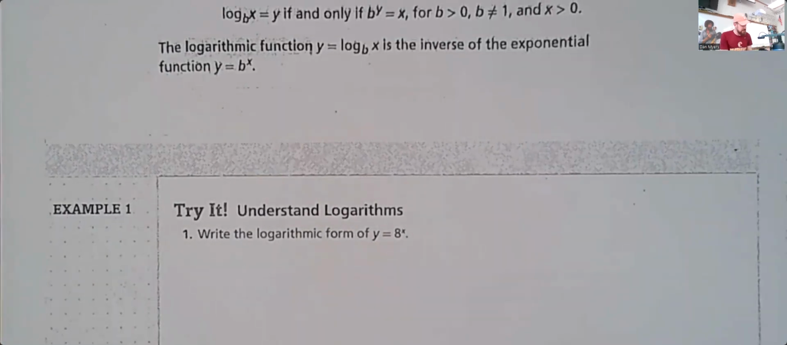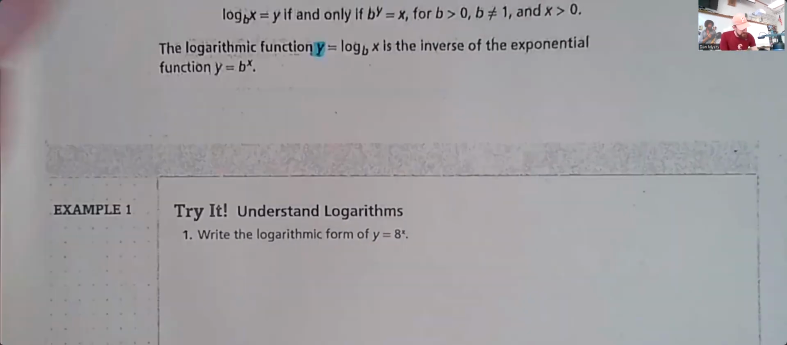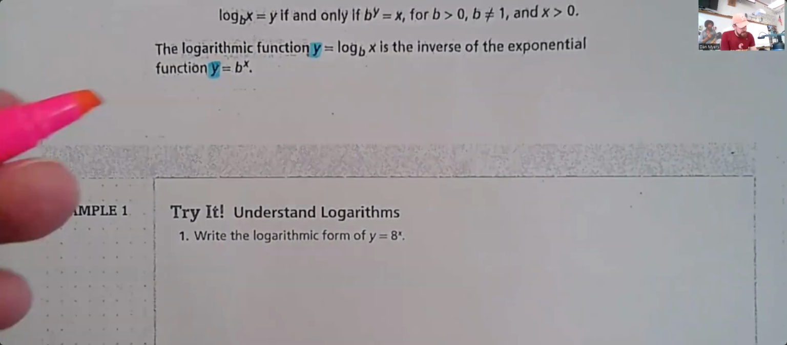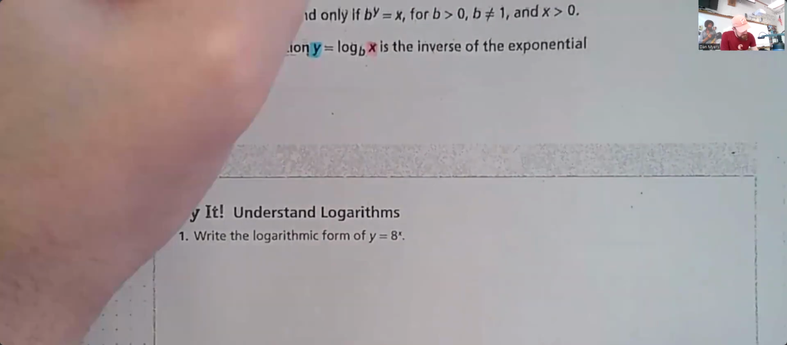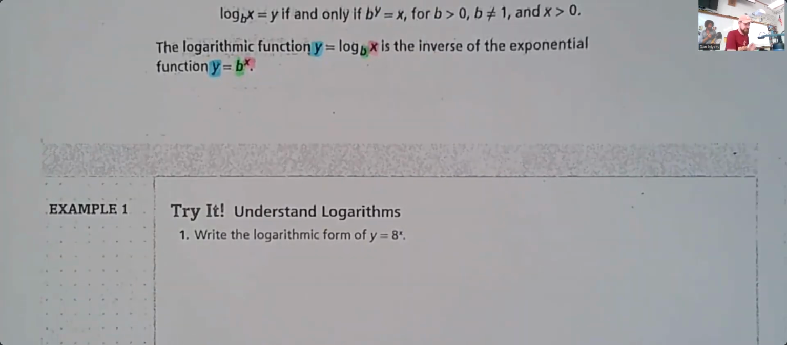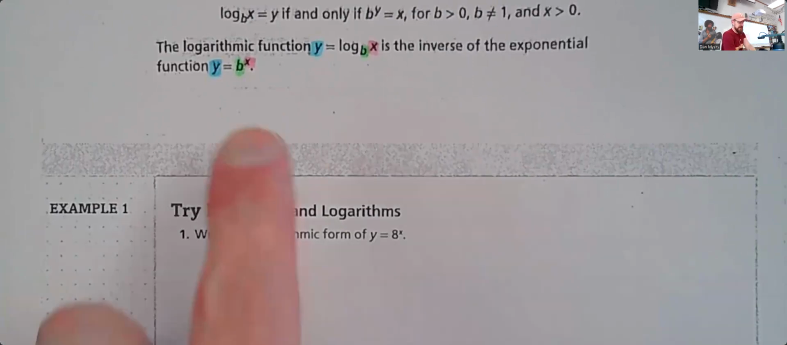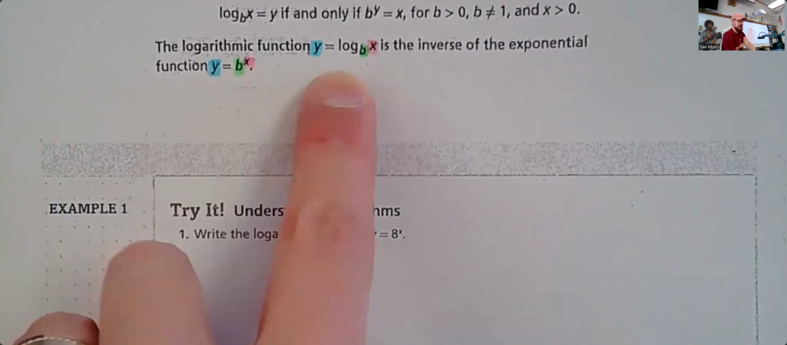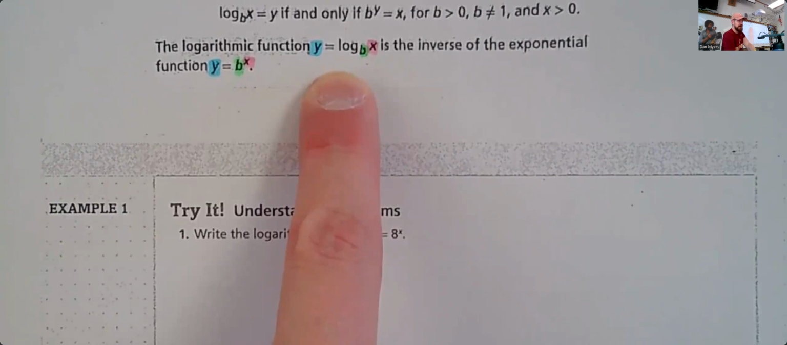So if we were to do a little bit of highlighting here, we could just rearrange this. Let's say y is blue here, y is blue here. We've got x here and x here. And then the base value would be green here and green here. So those functions are inverses of one another. We talked about inverse functions already. So if you were to swap out x with y here, and then solve for y, you'd get that, if you were to rewrite it as a logarithm.